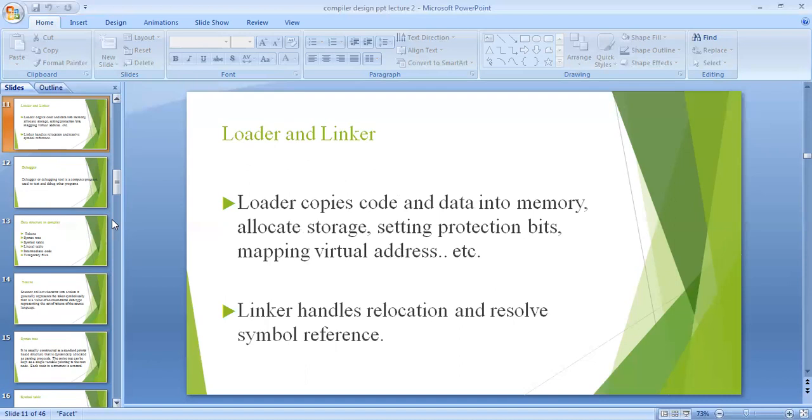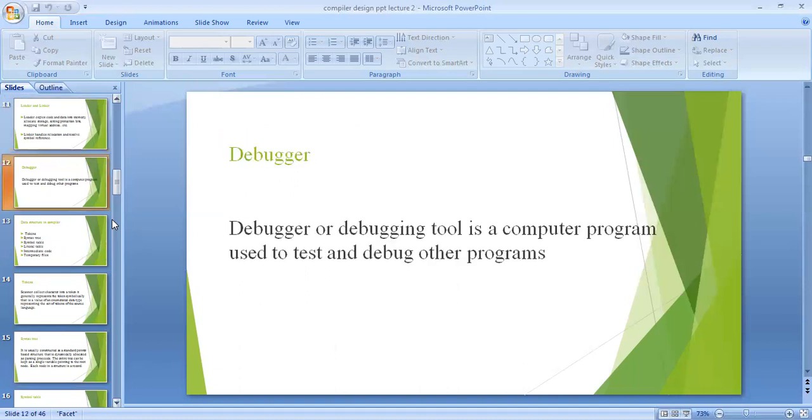Loader copies code and data into memory, allocates storage, sets protection bits, and maps virtual addresses. Linker handles relocation and resolves symbol references. And now the debugger. As we all know, the debugger is used to test our code. So a debugger or debugging tool is a computer program that is used to test and debug our program.